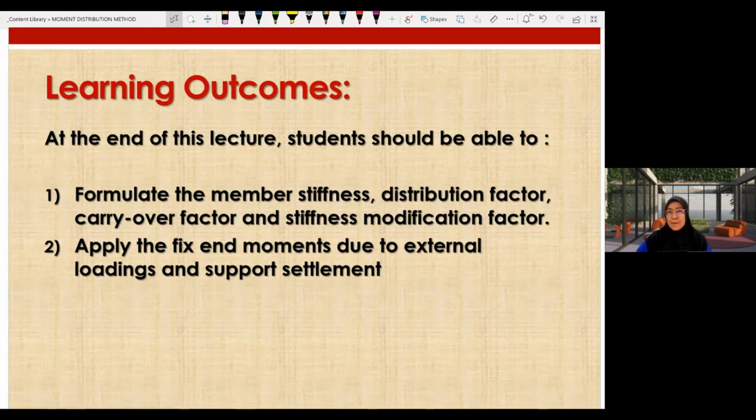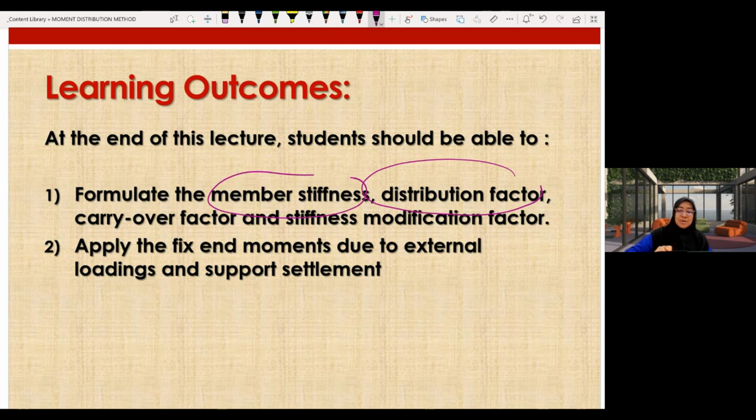Okay, let's look at the learning outcomes first. At the end of this lecture, you should be able to, number one, formulate member stiffness. We have to know how to use the formula to calculate the member stiffness, the stiffness factor, K. And from the stiffness factor, we should be able to determine the distribution factor. Distribution factor we calculate based on stiffness factor.